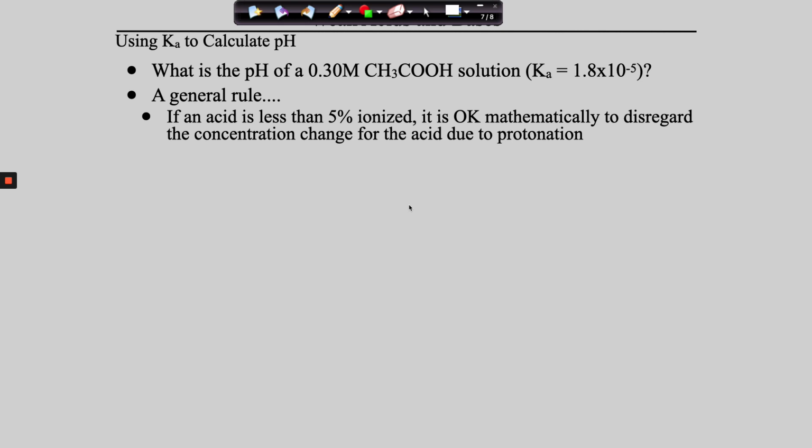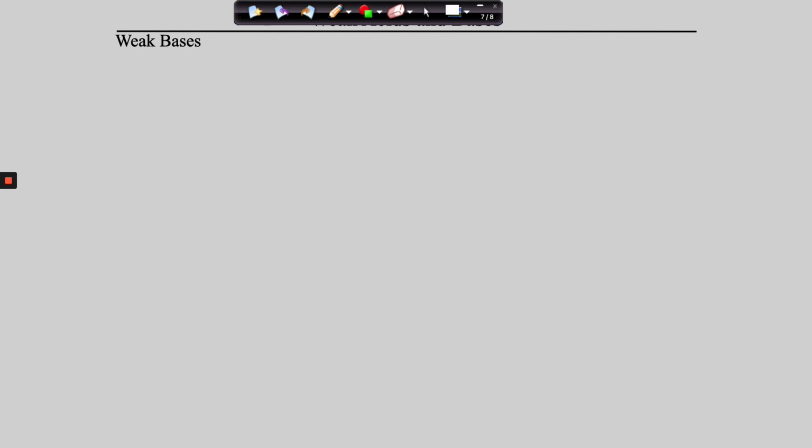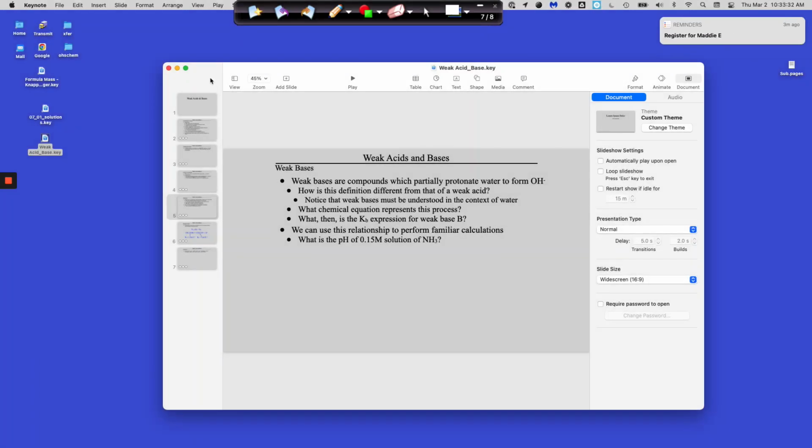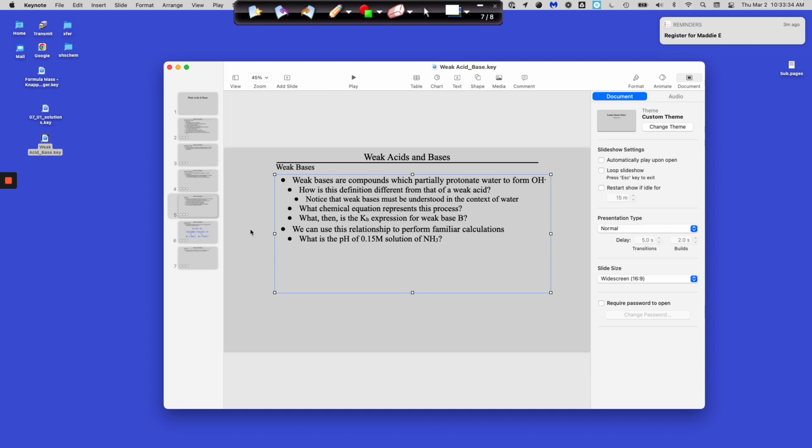If an acid is less than 5% ionized, it's okay to disregard the change represented by X. But guys, you understand that that does us no good, because in order to figure out the 5%, we got to do the math using the quadratic formula, and that doesn't do us any good. So we do this. Oh shoot, it wasn't there. Where did it go? Sorry, why is it not in the notes?